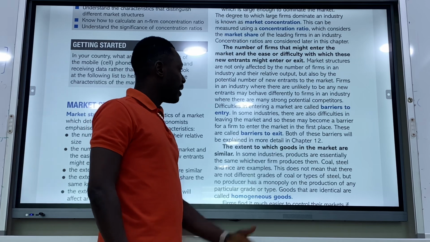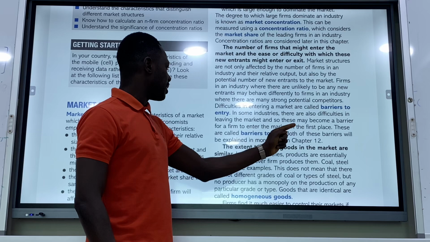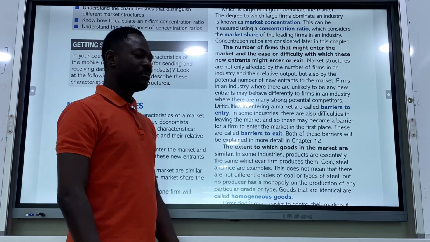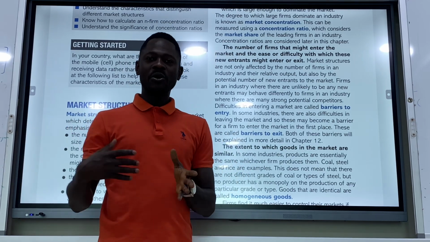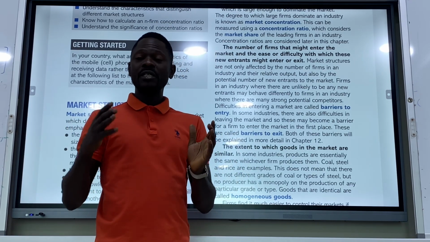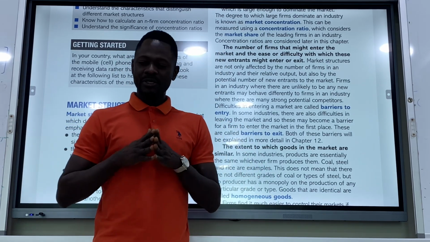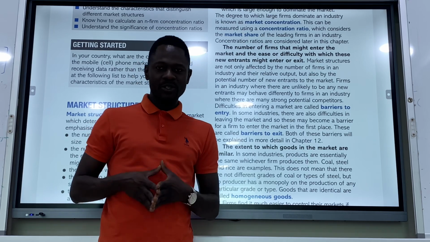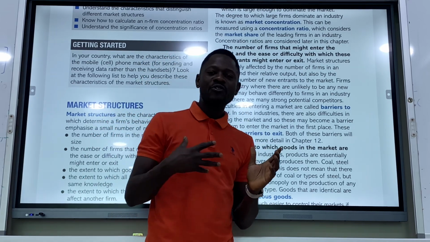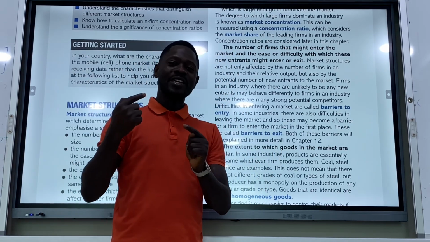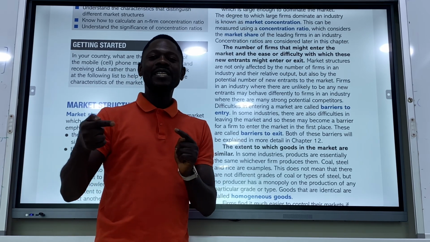In some industries, there are also difficulties in leaving the market, and so this may become a barrier for a firm to enter the market in the first place. These are called barriers to exit. So the second one is the extent to which it is easier or more difficult to enter or to exit the market. That's another way to define a market structure. So what we're talking about here is barriers to entry or exit. The barrier to entry or the barrier to exit might define the market structure.